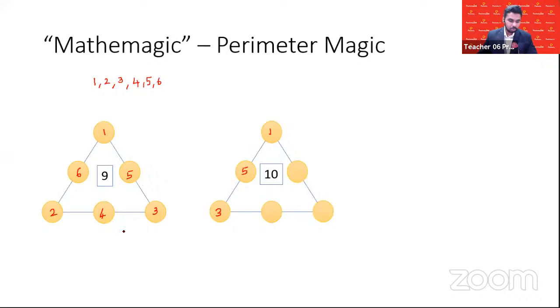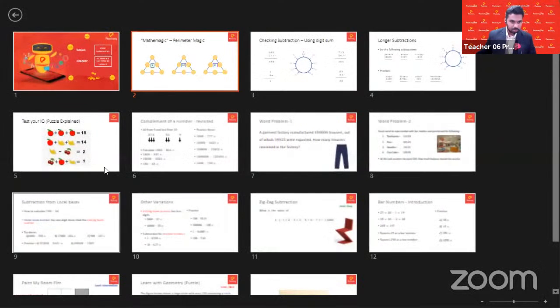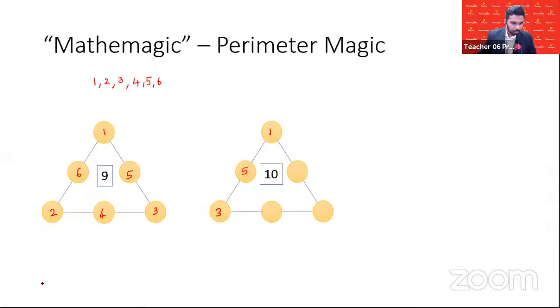Is it right? No, it is not right. So I should erase that 5. So let us erase that number 5. Okay. So what should come here actually? It should be 6. Let's write 6 then. I think there is an issue with the pen here. Okay, so 6 makes it 10 along this side.